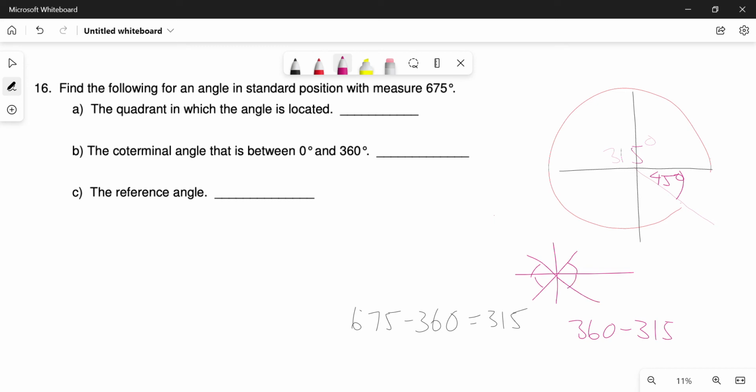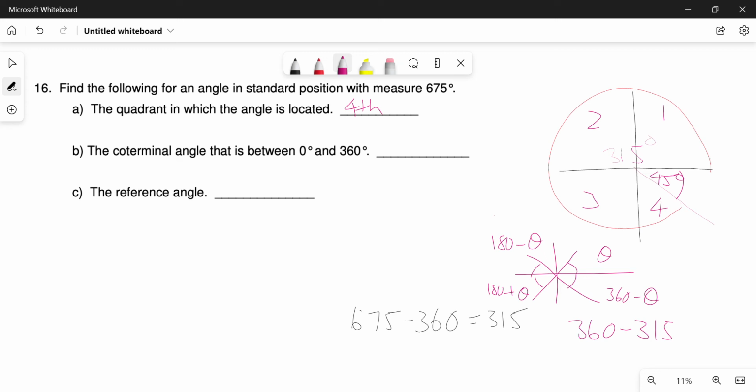All right, so this is the 360 minus theta quadrant. This is the 180 plus theta quadrant. This is the 180 minus theta quadrant. This is the theta quadrant. Okay, so the quadrant in which it's located is called the fourth quadrant, because we have 1, 2, 3, 4. So it's the fourth quadrant.